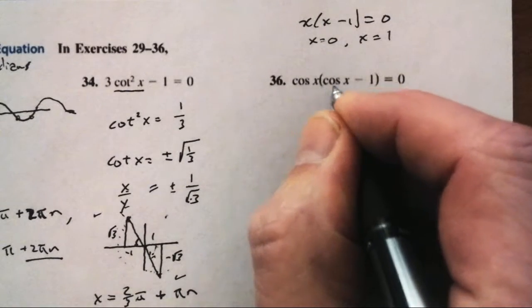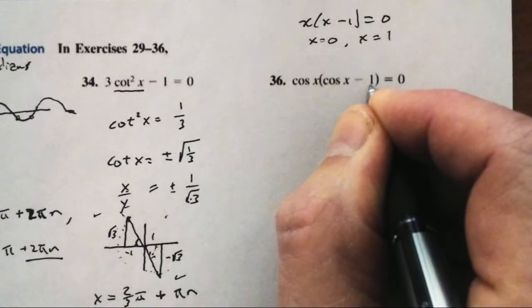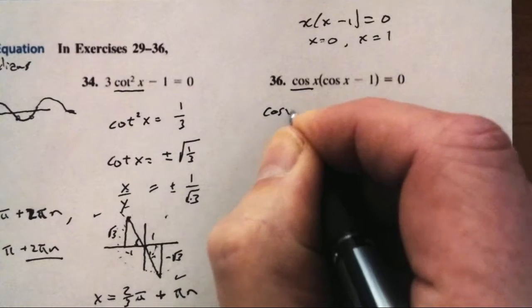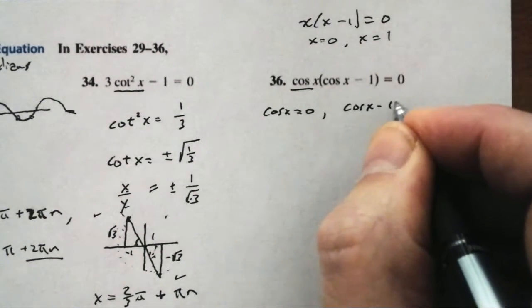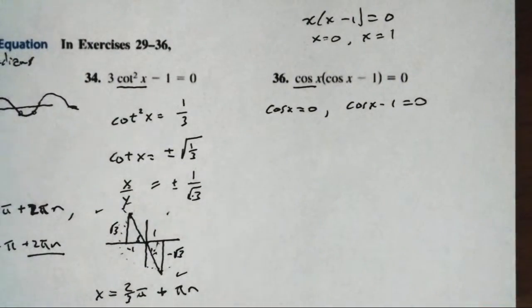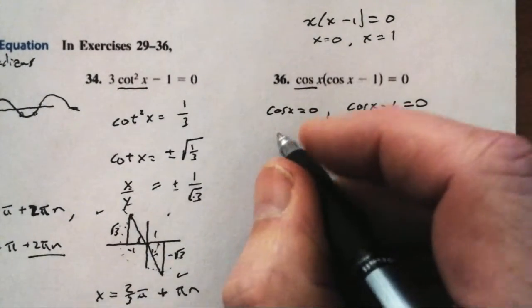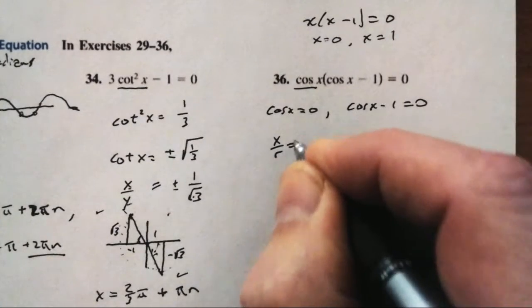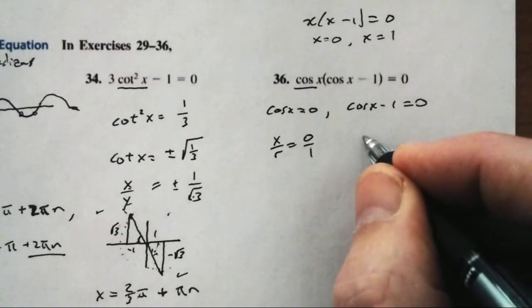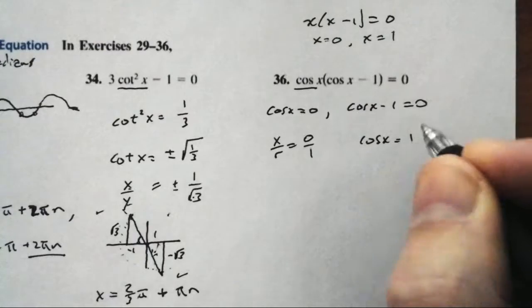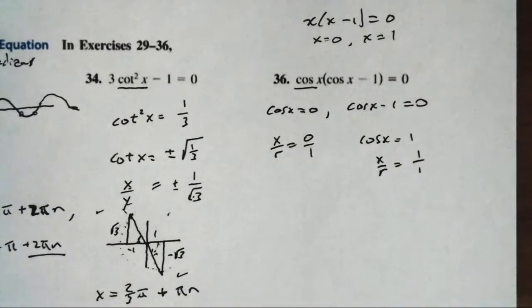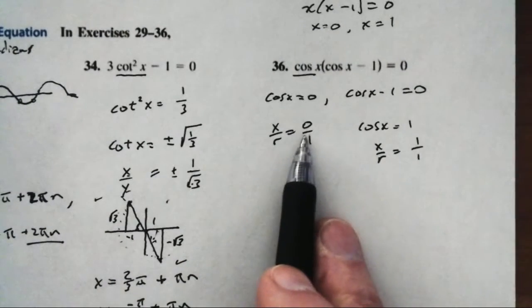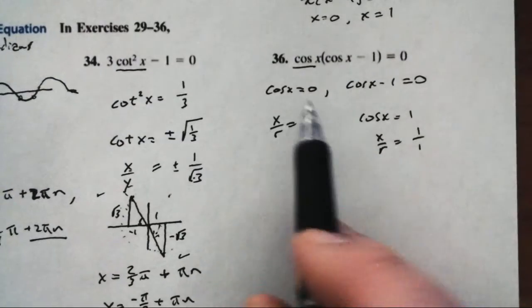So cosine of x times quantity cosine of x minus 1 is 0 when this is 0, or when cosine of x minus 1 is 0. I like it in factored. That was actually a gift. So cosine is 0 when x on r is in ratio 0 to 1, and cosine of x equals 1 when x on r is in ratio 1 to 1. Now, again, we could get this from the graph of cosine. We could build triangles, these quadrantals, but I'm going to get this from the graph.